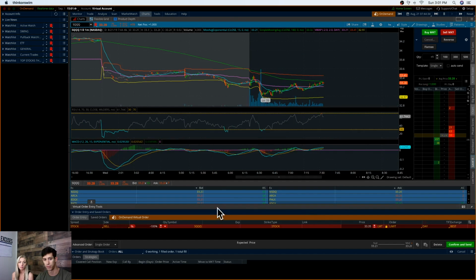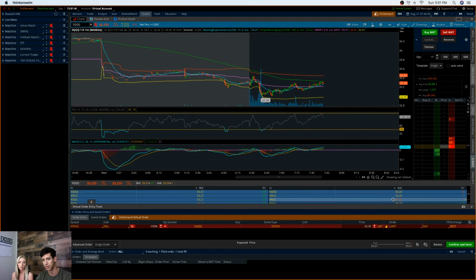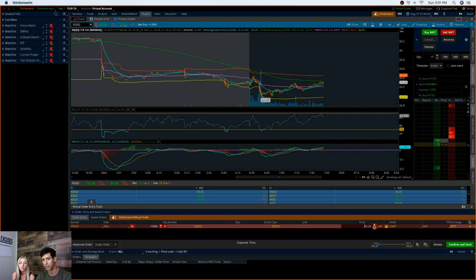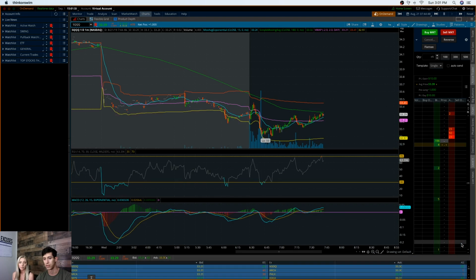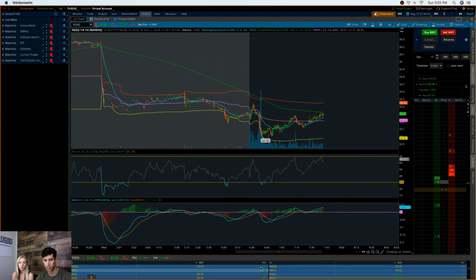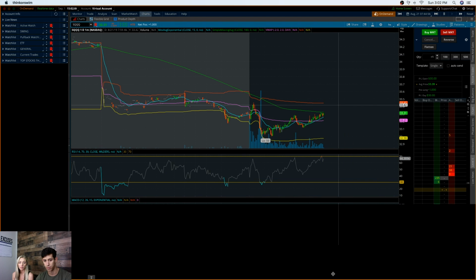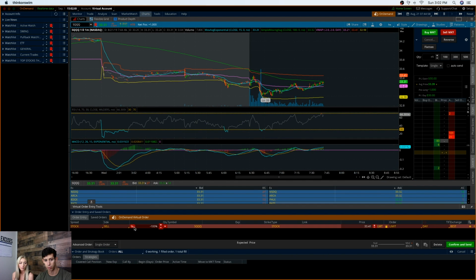So I'm going to turn on my level 2. I can see where the bid is at, where the sell is at. My average purchase price is 33.28. Let's say I want to sell it for a profit. So I'm going to go here and put in 33.29, and then I'm just going to send it. And it didn't sell. So give me a second. I'm going to click here, sell, and just sell with a market price.